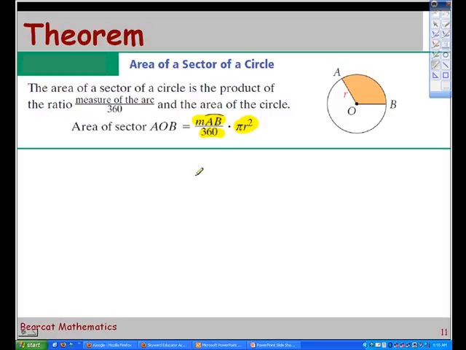It's kind of like when we were doing arc lengths last week. We just take the fractional part of the circle times the circumference, 2 pi r, and we find out what fractional part of the whole circumference we're getting. Here we're just finding out what fractional part of the whole area we're getting. The measure of the arc could also be the measure of this central angle, right?